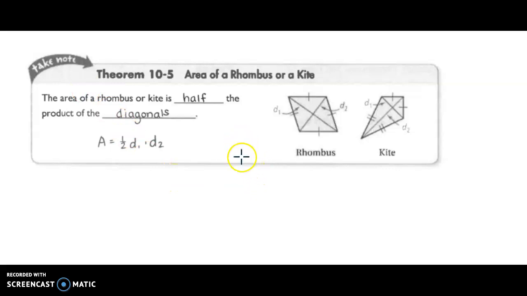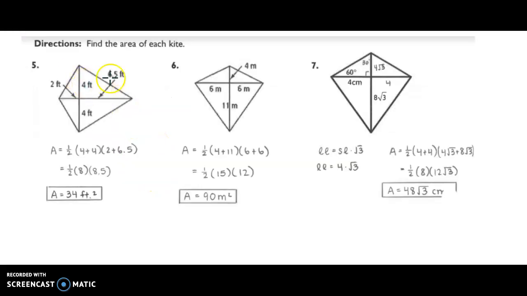You got to know the area of a kite. Here's the formula: 1/2 times the diagonals, d1 times d2, the diagonal 1 and diagonal 2. So again, I think these are pretty straightforward.